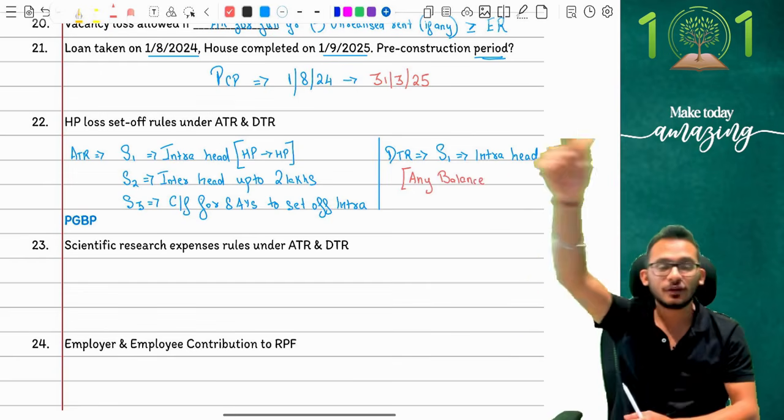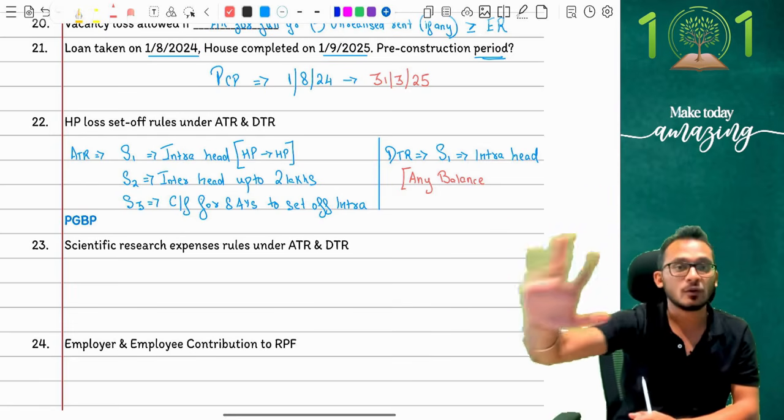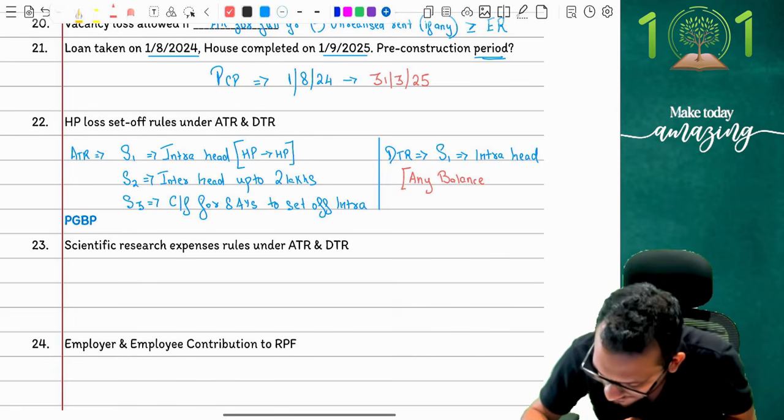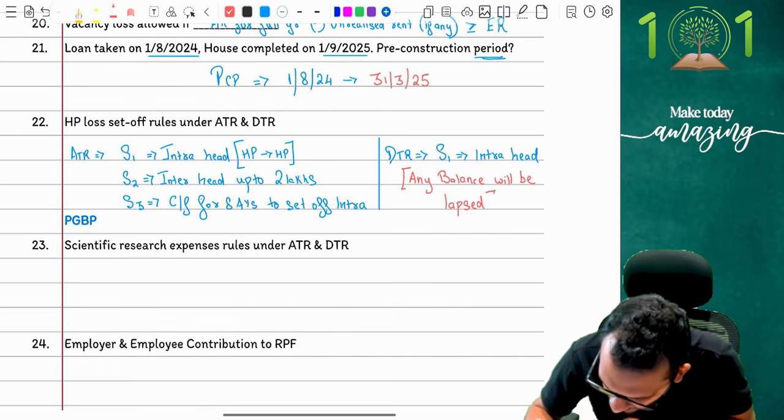Can you do interhead set off? DTR says no. I'm sorry, no interhead set offs. Can you carry forward? The answer is also no, which means, in simple words, income tax has said any balance will be lapsed.